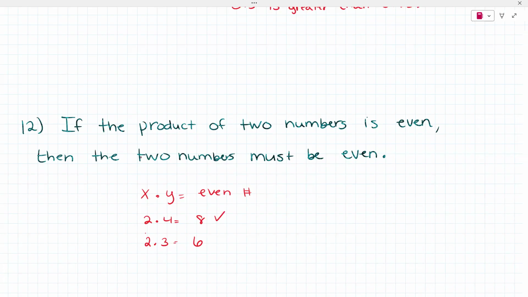So the product of two numbers is even, then the two numbers must be even. So yeah, this is false. 2 times 3, 2 is even, 3 is odd. This spits out 6, which is even. So yeah, this is a counterexample. So even times odd is even.